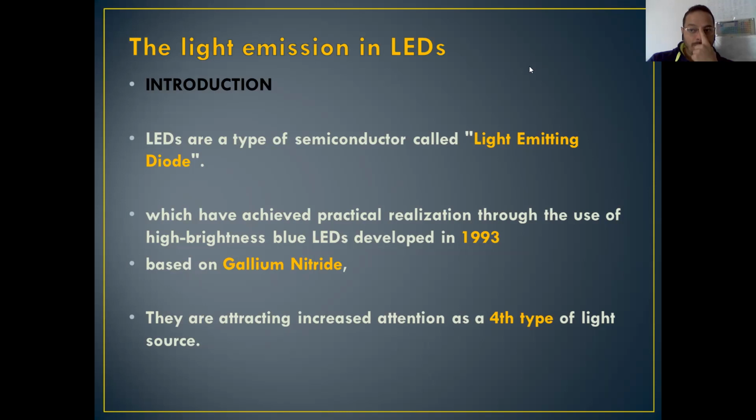Here we will be based on semiconductor types. Let's go to the details. We will be based on gallium nitride. They are attracting increasing attention as the fourth type of light source. Like I said before, it's the latest generation and better than all the other lights because of its efficiency, and honestly it has many features that make it number one in our market.